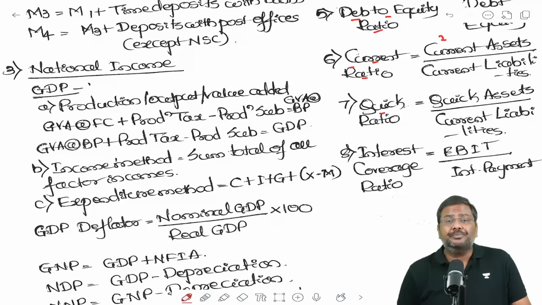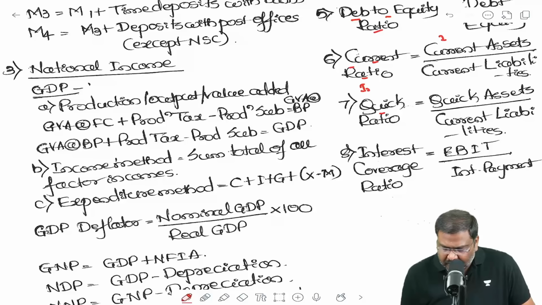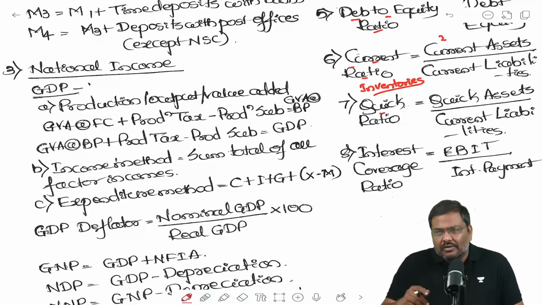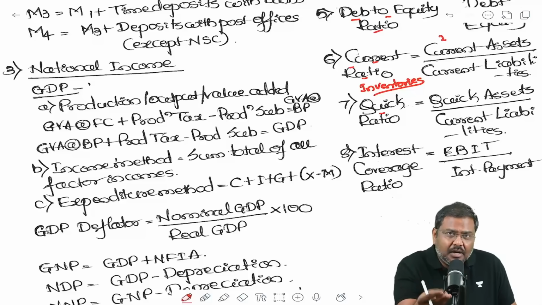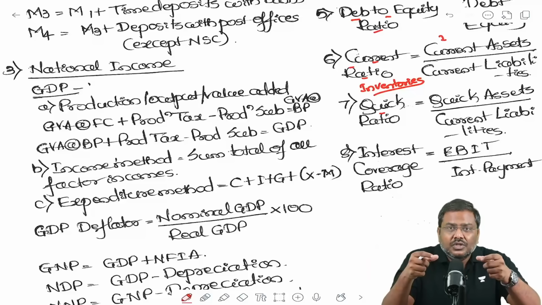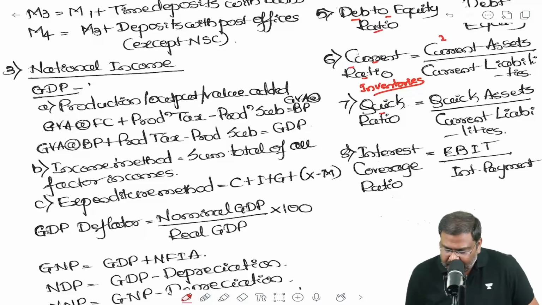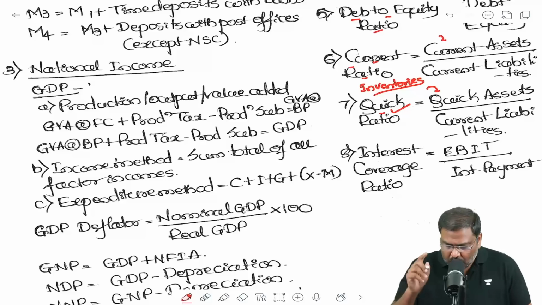Then there is the quick ratio. Within the current assets, there are certain assets, for example, inventories. The inventories cannot be quickly converted into cash. There are other forms of assets, for example, the cash held by the company, the cash deposits in the banks, etc. So these kinds of current assets which are considered as quick assets are taken. So quick assets divided by current liabilities will give you the quick ratio.